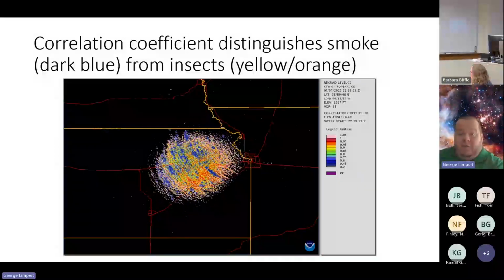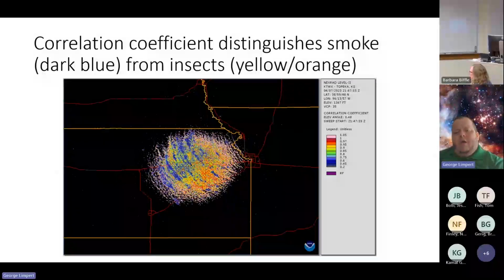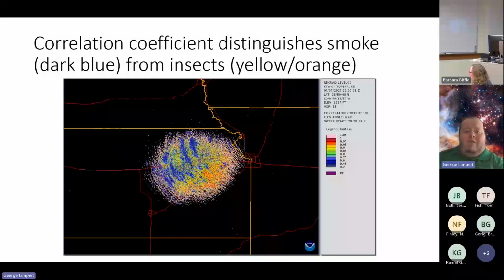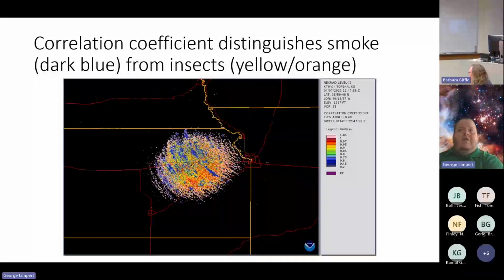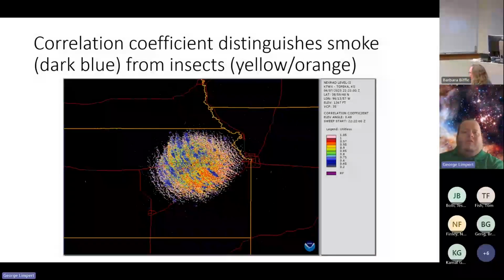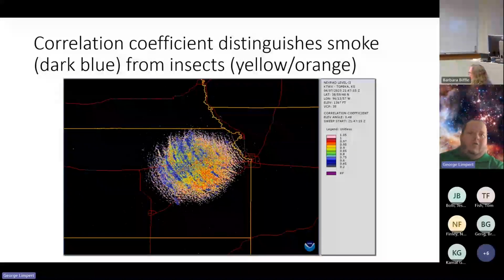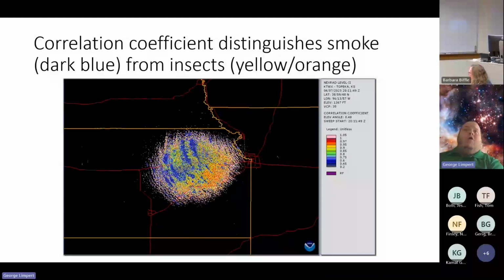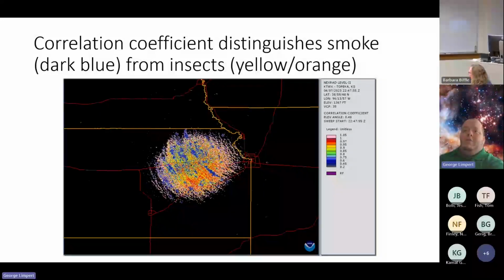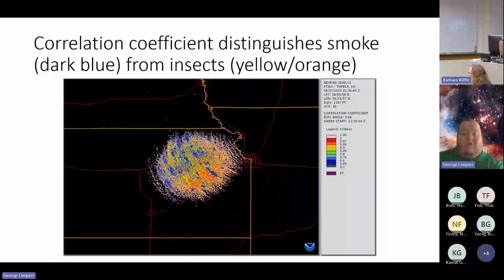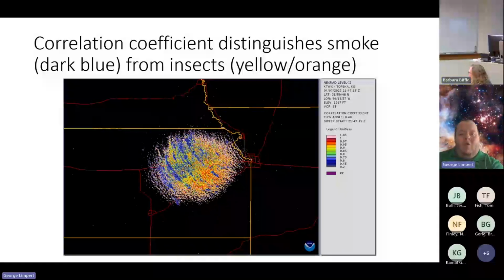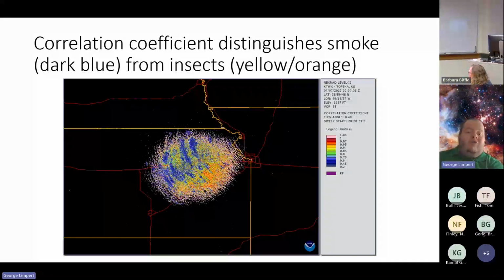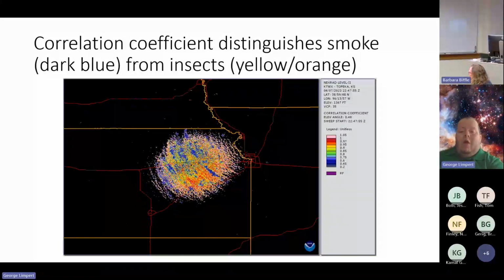Now, a caveat of this is you'll notice that when you get to about the Nebraska border, we really don't detect anything. The reason for that is as the radar beam gets farther away, it gets higher above the surface, and the smoke plumes really aren't rising that high. So we don't detect what the smoke is doing once it gets into Nebraska because the radar beam is simply above the smoke and we're not picking it up. But we can get an idea still of where these smoke plumes are going by looking at this product and distinguishing it from the insects, which in this case are in yellow and red.